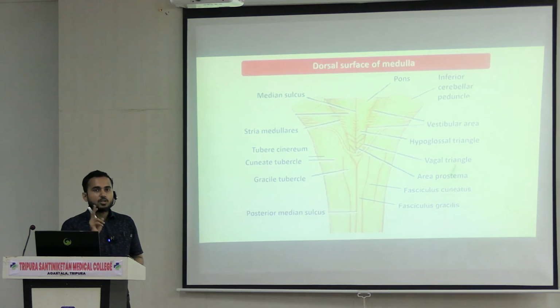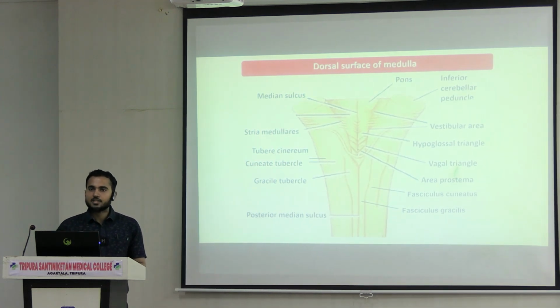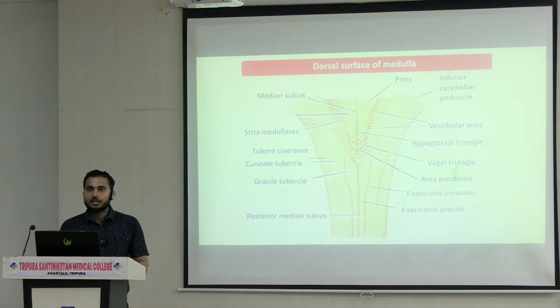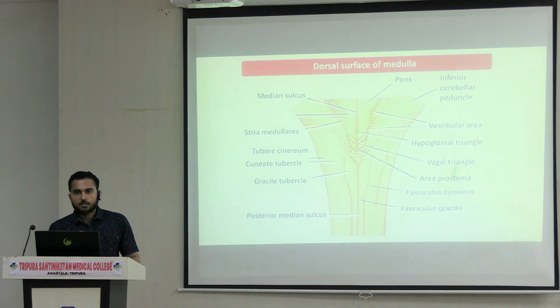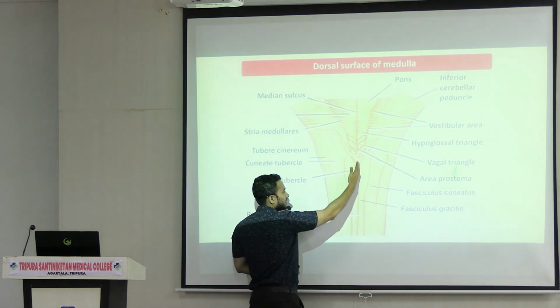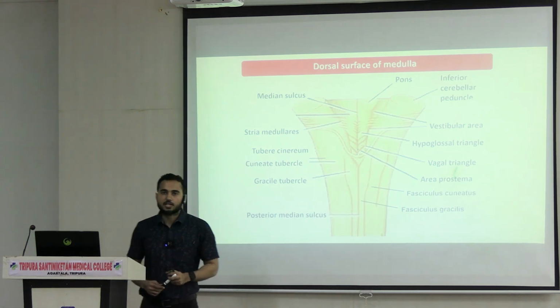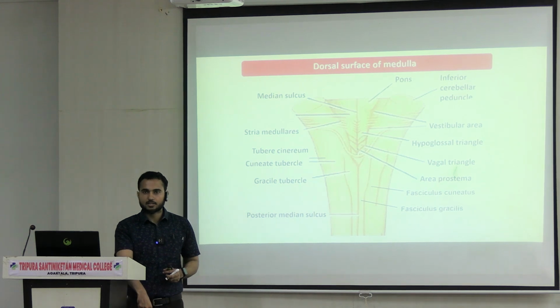As I said, on the dorsal or posterior view of the medulla oblongata, it is divided into two parts. The lower part is the closed part, the upper part is the open part. First you have to know the features on the closed part. First of all, the posterior median sulcus is there. The same sulcus which you have seen in the spinal cord will be extending into the spinal cord. Posterior median sulcus.